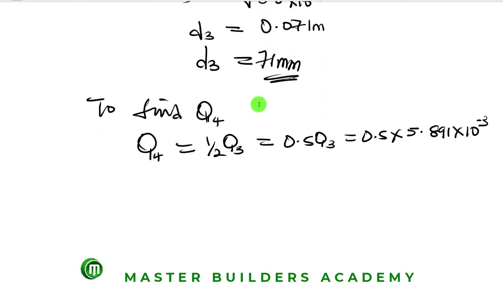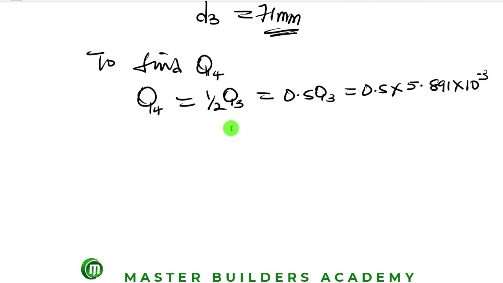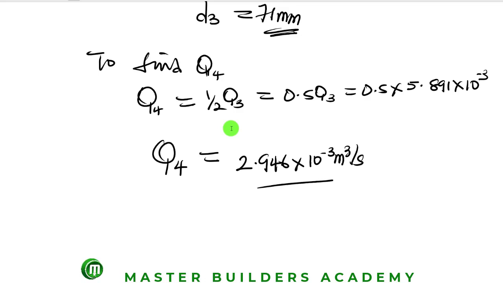Okay, now when we move down to find the answer for Q4, it automatically becomes 2.946 times 10 raised to the power of negative 3 meter cube per second. So this is the answer for the discharge Q4.